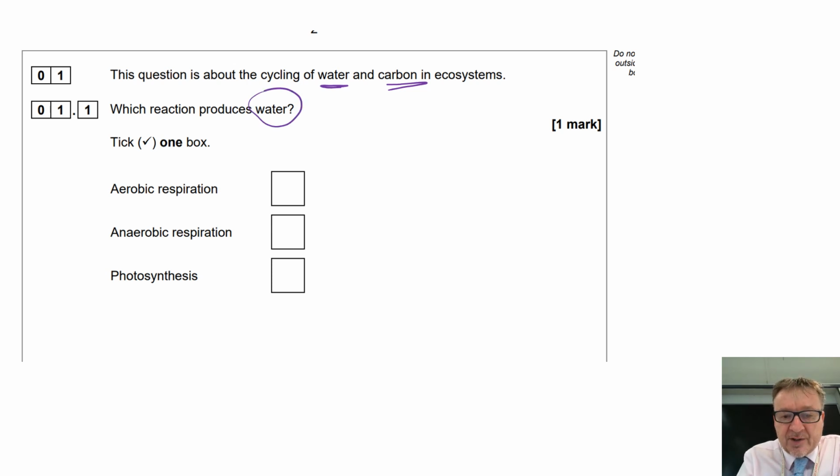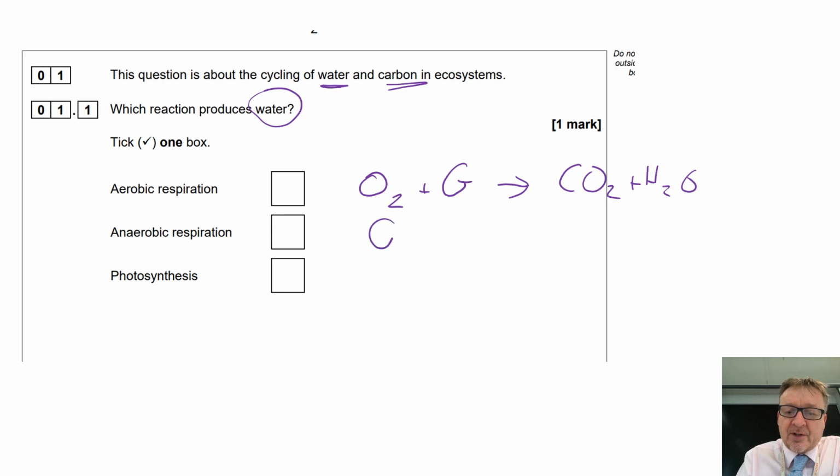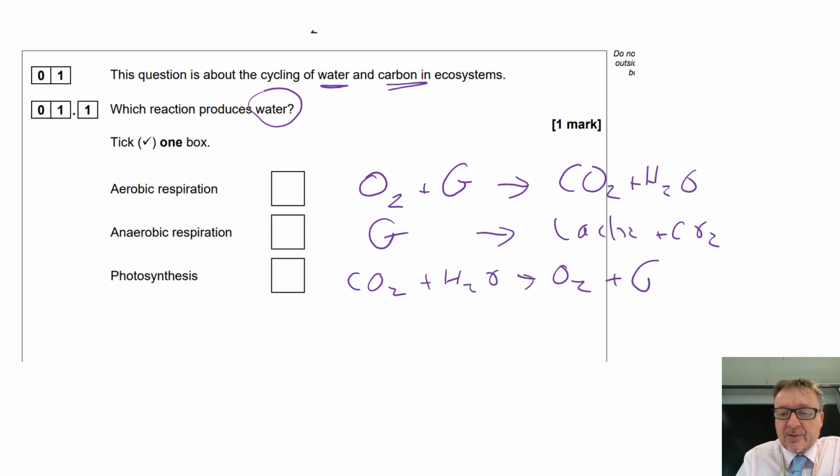So aerobic respiration: I'm taking in oxygen, using up glucose, and I make CO2 plus H2O. Anaerobic respiration: I'm using up glucose, I haven't got very much oxygen, so I'm making lactic acid plus CO2. Photosynthesis is the opposite of aerobic respiration: CO2 plus H2O goes to oxygen, and I'm making glucose.